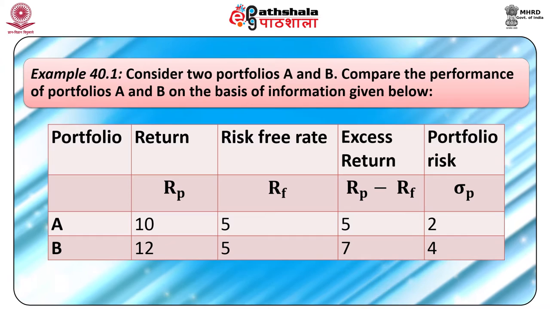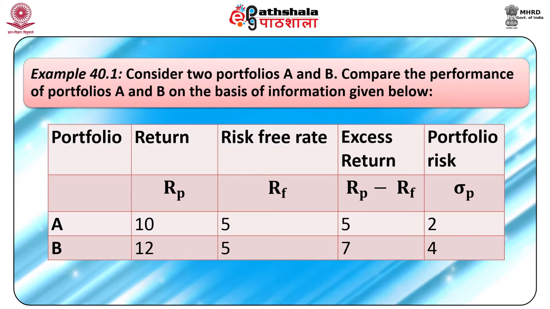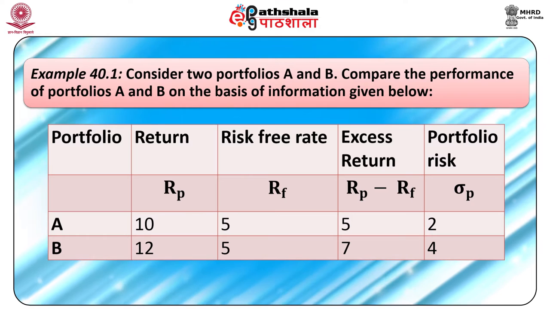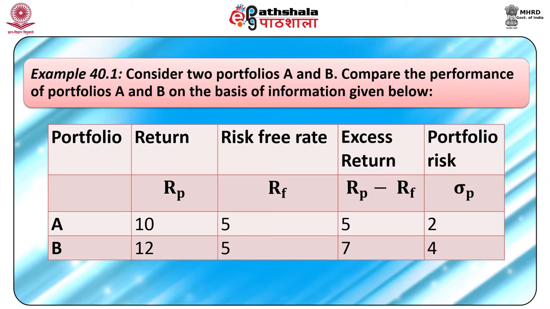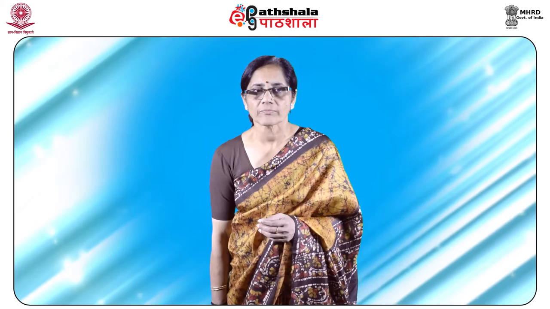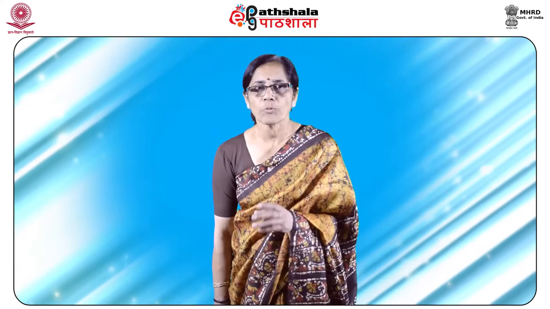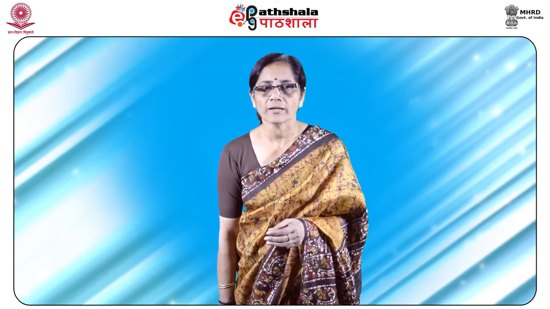In the fourth column, we have shown excess return, that is RP minus RF. For A, it is 5%, for B, it is 7%. And in the final column, we have shown the portfolio risk, that is standard deviation of P. For A, it is 2%, and for B, it is 4%. Using the equation, we have got for A, 2.5, and for B, 1.75. Thus, we can say that performance of portfolio A is better because its index is higher, that is 2.5 is greater than 1.75, despite the fact that portfolio B had a higher return, that is 12% is greater than 10%.